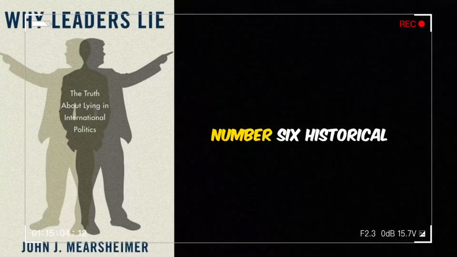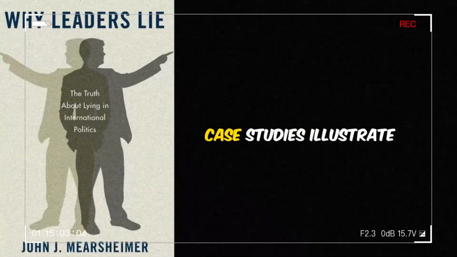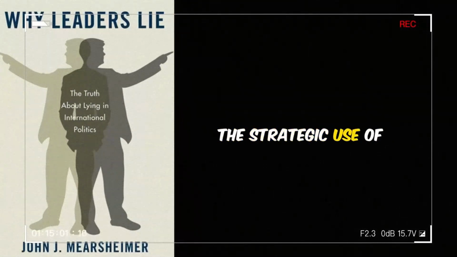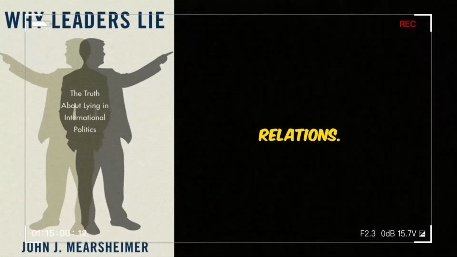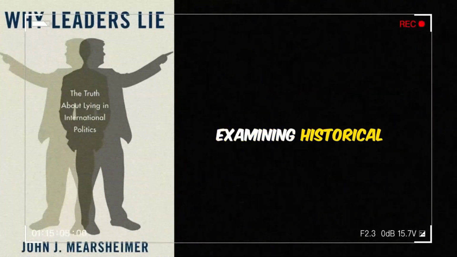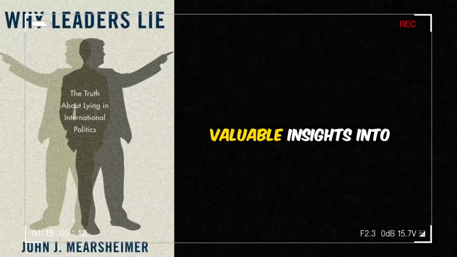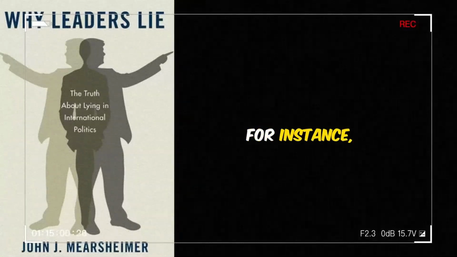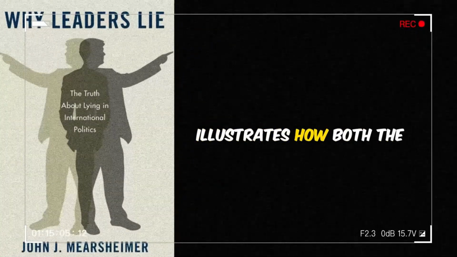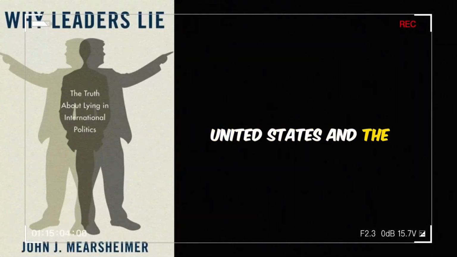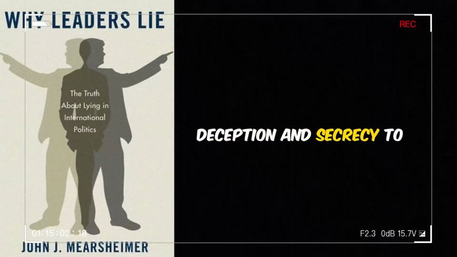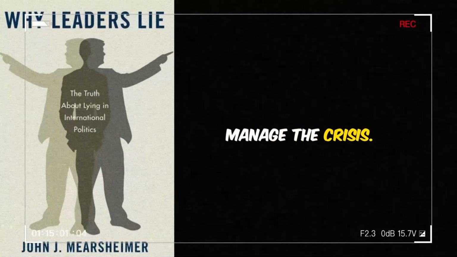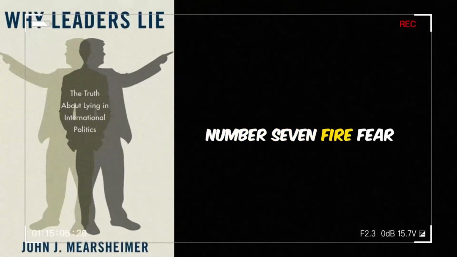Key point number 6. Historical case studies illustrate the strategic use of lies in international relations. Examining historical cases can provide valuable insights into the strategic use of lies. For instance, the Cuban Missile Crisis illustrates how both the United States and the Soviet Union used deception and secrecy to manage the crisis.